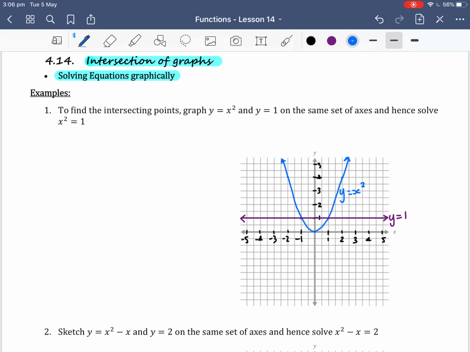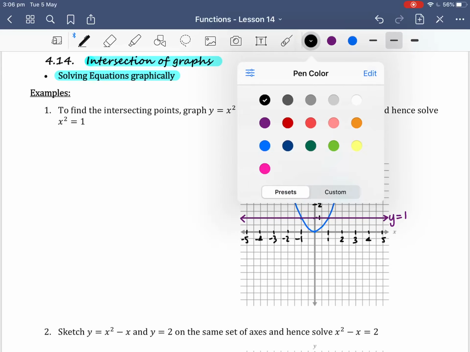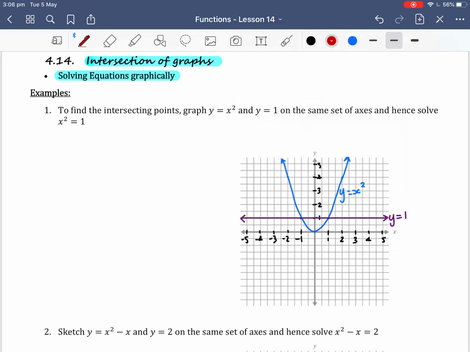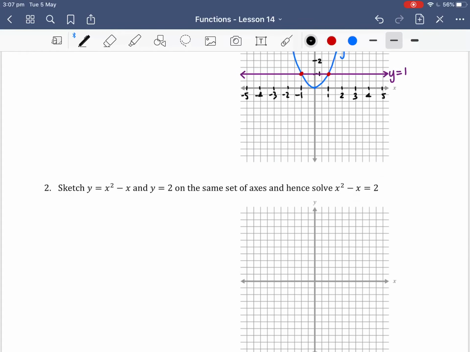So therefore, to solve this we want to find out where they intersect. So these two graphs intersect at the points here and here. So they intersect at the point minus 1, 1, and they intersect at the point 1, 1. So we want to find the solution of x squared equals 1. So the solution is x equals plus or minus 1, because we want to find the x values of when this occurs.